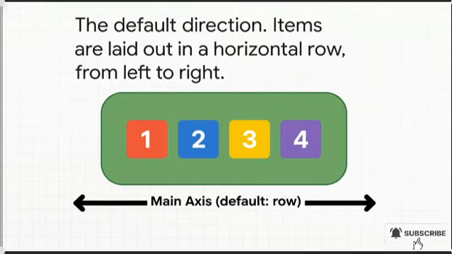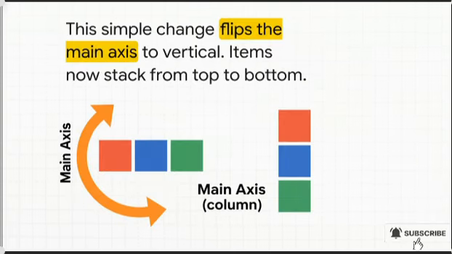That's the default behavior you get for free. But check this out. With just one word, we can completely flip our layout on its head. If we change flex direction to column, we've just told the container, hey, your main axis isn't horizontal anymore. It's vertical now. And just like that, our items stack right on top of each other. This is so powerful for building responsive layouts.